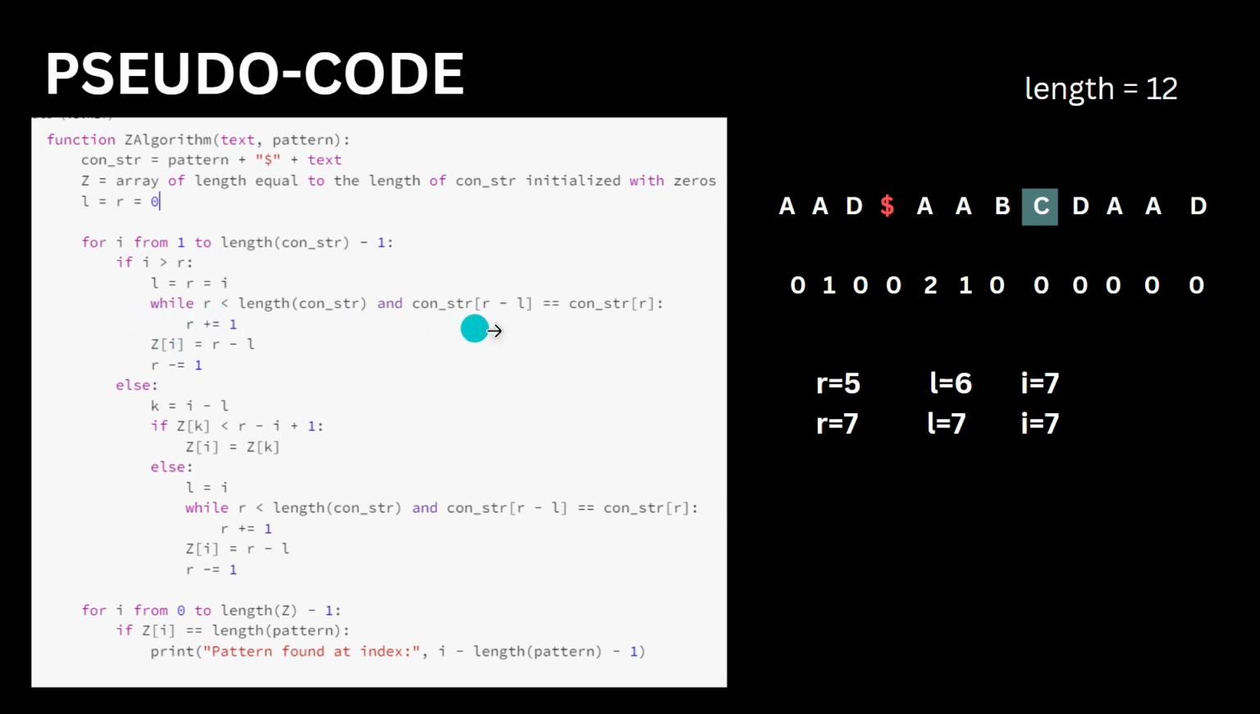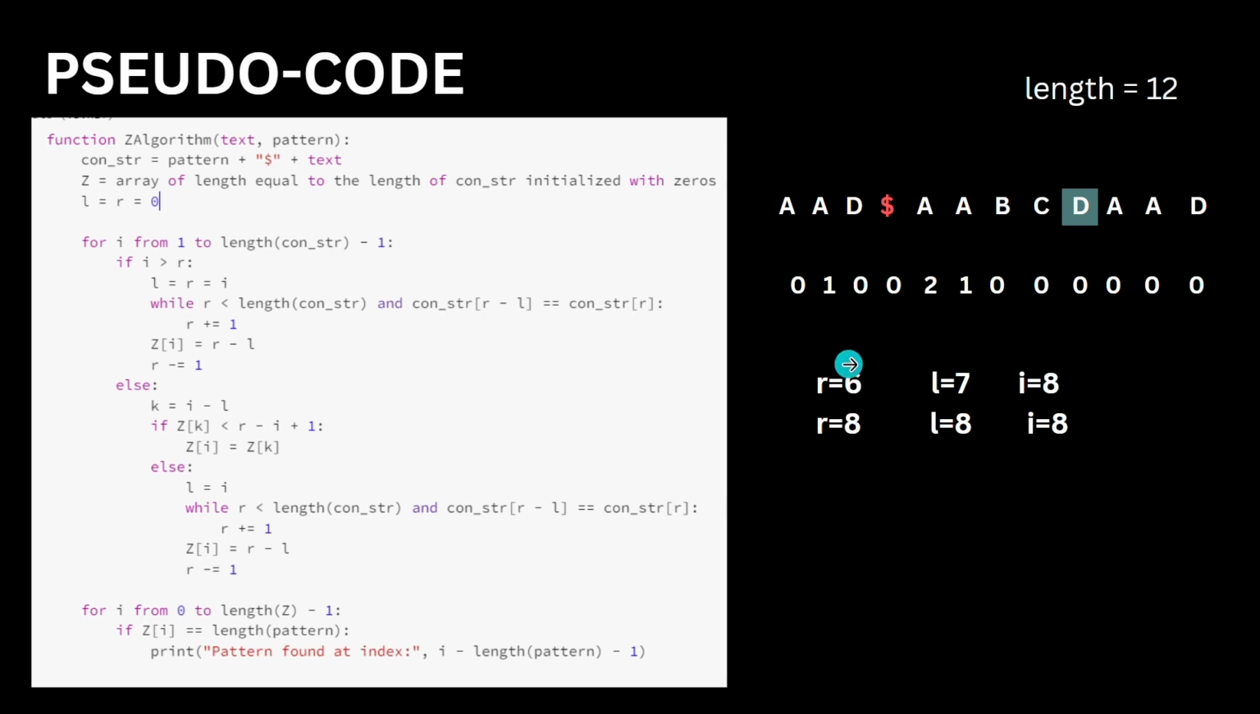We'll check C and the first index, which is A. They both are not equal, so we'll come out of the loop. And Z of I is equal to R minus L, which is 7 minus 7, which is equal to 0, and R has been decremented. Now the value of I is 8, the value of R is 6, and the L value is 7.